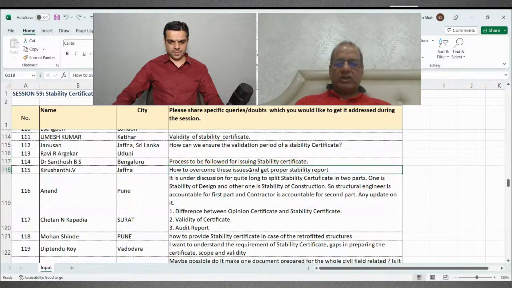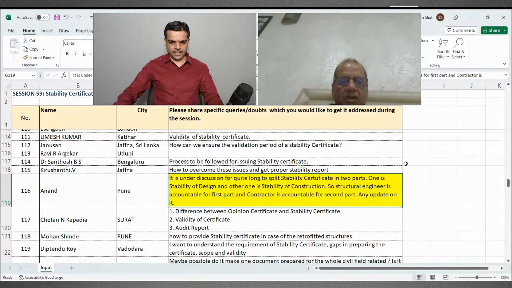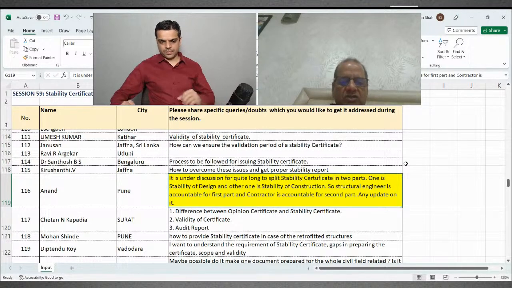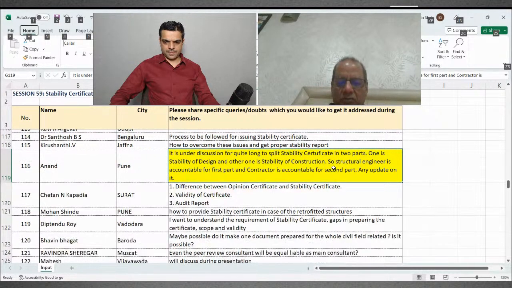How to overcome these issues and get proper stability? Which issue? It is under discussion for quite long to split the stability certificate into two parts. One is stability of design, and the other is stability of construction. We are only discussing stability of design, and as structural designers, we will issue that only. For construction, the contractor is accountable. No, more than the contractor, the PMC is accountable for that.